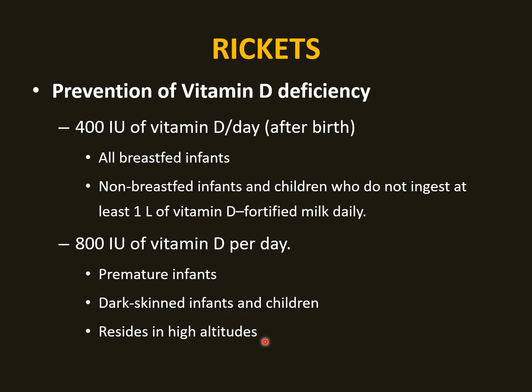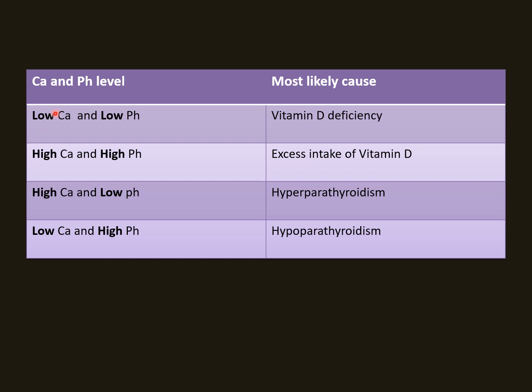This table is to explain the relationship between calcium and phosphorus level and the most likely diagnosis. If you have low calcium and low phosphorus, vitamin D deficiency. High calcium, high phosphorus, excess intake of vitamin D. High calcium, low phosphorus is hyperparathyroidism. Low calcium, high phosphorus is hypoparathyroidism.